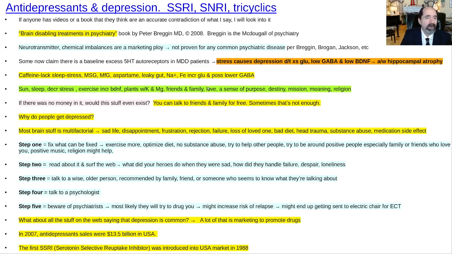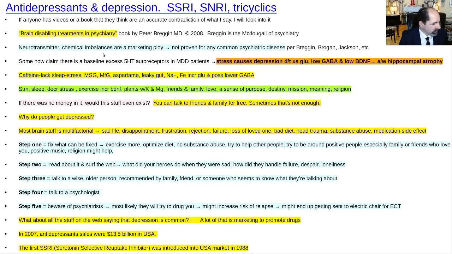Okay, now some of the text down here. By the way, if anybody thinks that there's something else I should learn about neurotransmitters or depression or something, I'm happy to take a look at it. You can write it in the comments or something. I'll take a look at it.